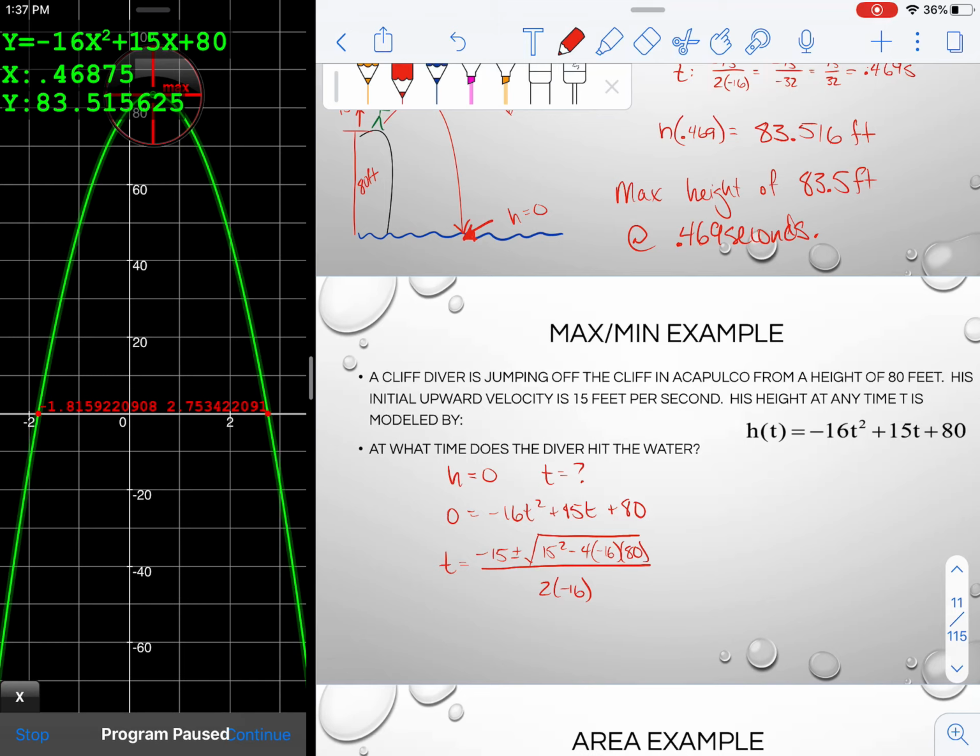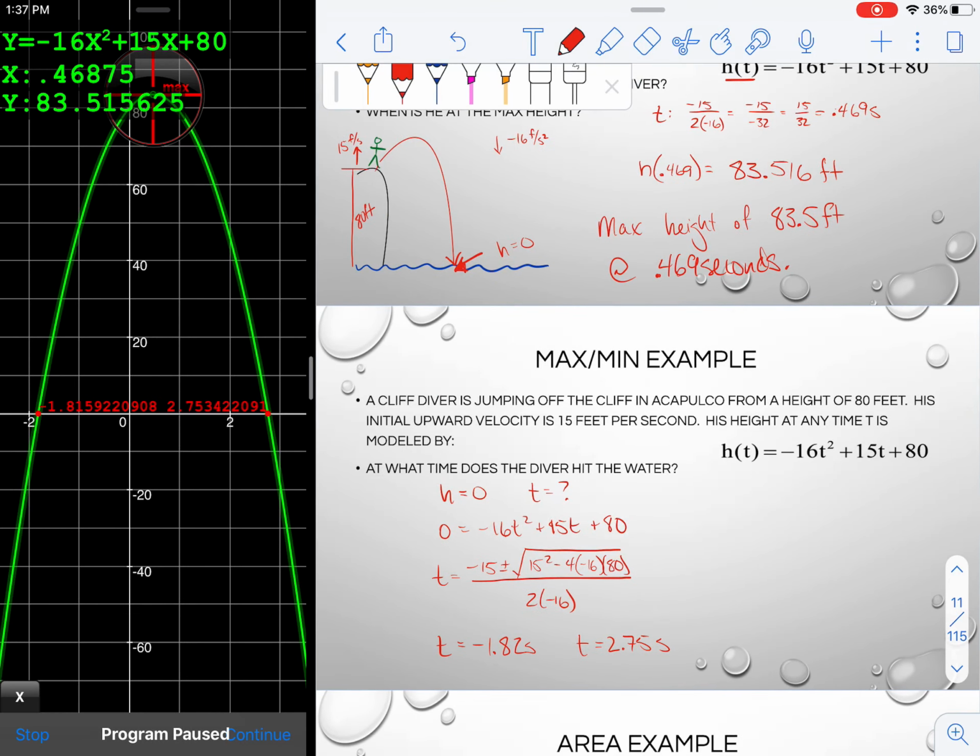And this is going to point out my quadratic formula. And if I click on it here, it's going to actually give me the max, again, that we found earlier, of 0.46875 and 83.515. Now, if you look down at the bottom, I get two values for t. I get t equals negative 1.82 seconds, and t equals 2.75 seconds.